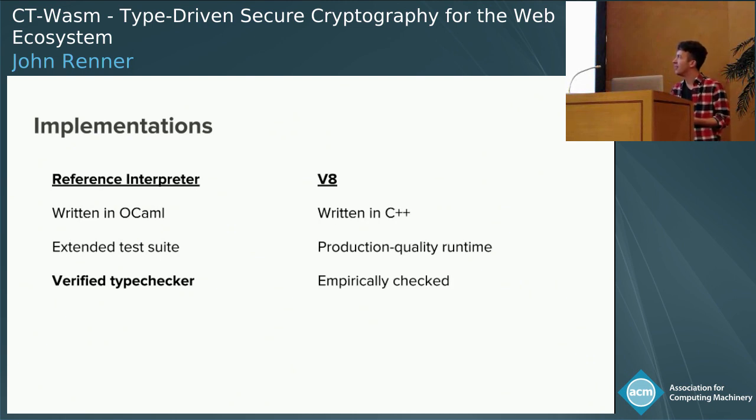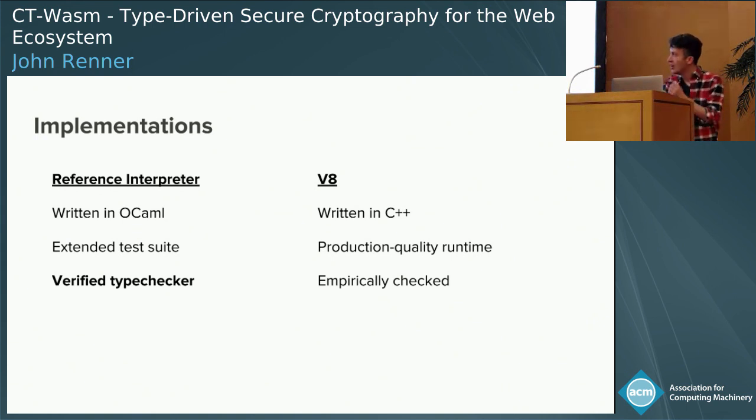Similarly, we implemented it in V8. And this is important because the reference interpreter is not going to give us an indication of how this performs in the real world. It's not going to tell us, can we build applications and get the real world performance we need. So V8 is the runtime that backs Node.js and Chrome. And it's a large C++ project, which we have extended to support CT-Wasm. And this gives us an understanding of what a production quality runtime will do with this code. Unfortunately, because it's such a large C++ code base, we won't be able to verify it, but we will be able to empirically analyze the timing behavior.